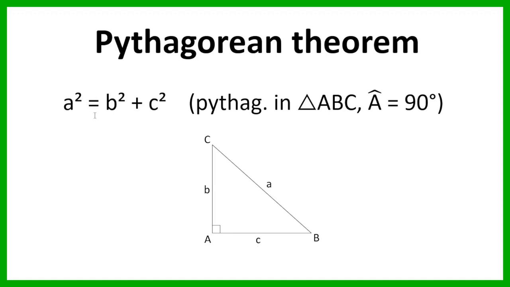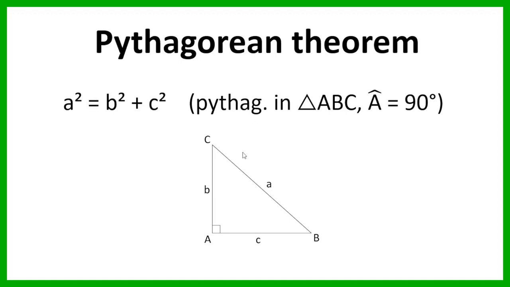So a squared is equal to b squared plus c squared, and the reason I can say that is because of the Pythagorean theorem in triangle ABC, because angle A in that triangle is 90 degrees, because the Pythagorean theorem only works for right-angled triangles.